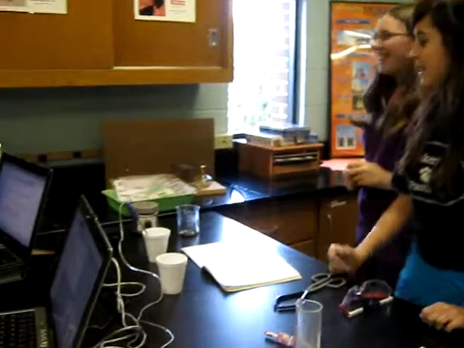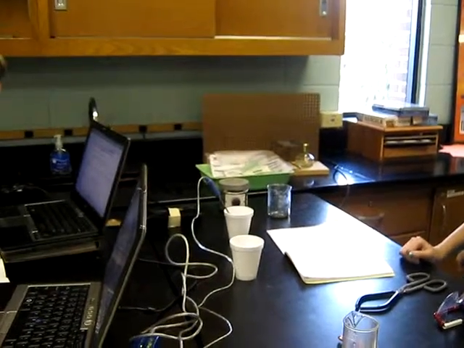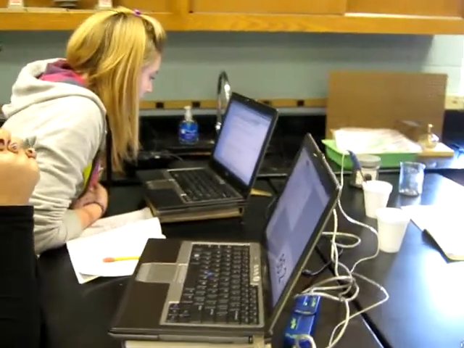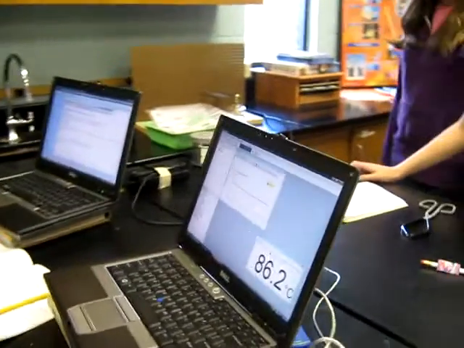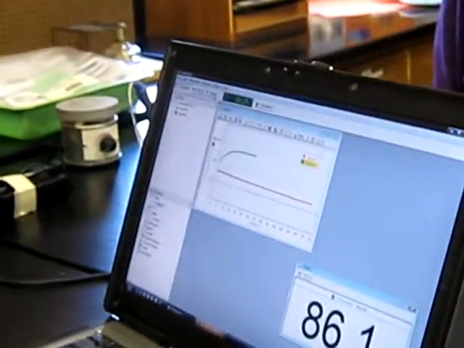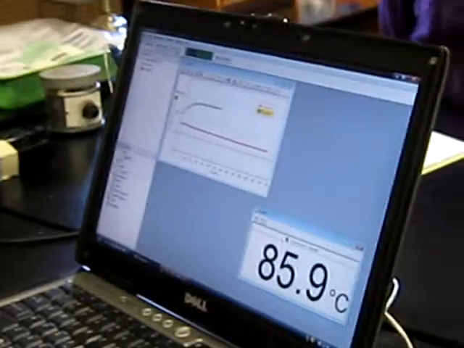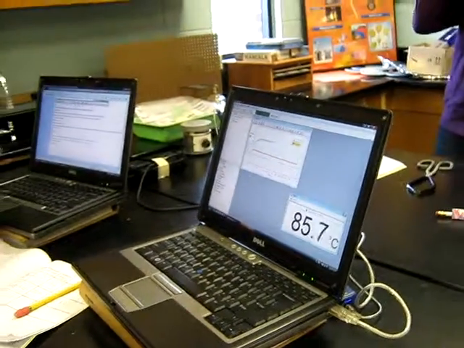We are doing a lab, and we are doing different volumes of hot water, but the same volume of cold water, and we mix them. And what are you seeing on your computer screen? The hot water temperature is rising.